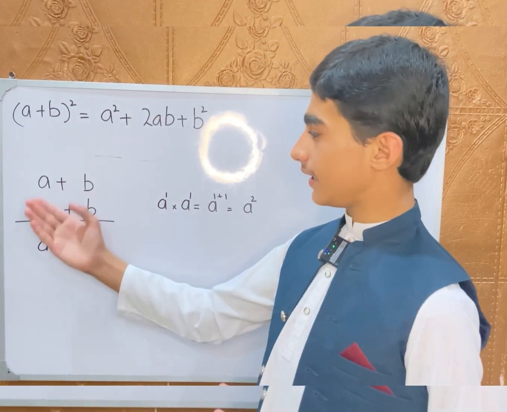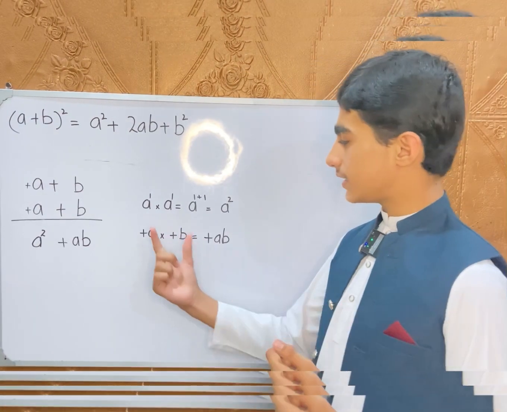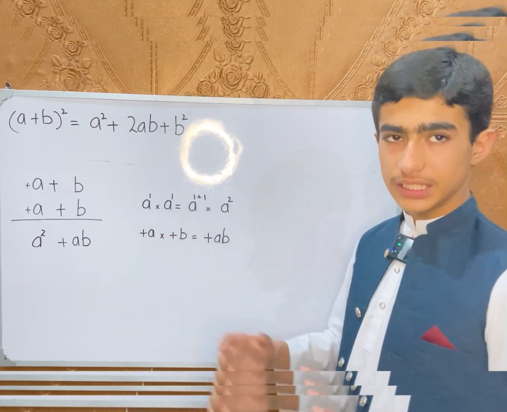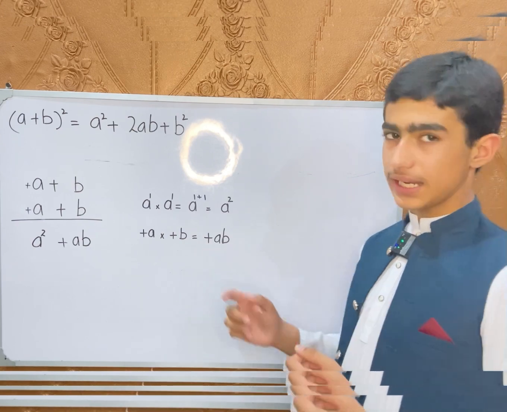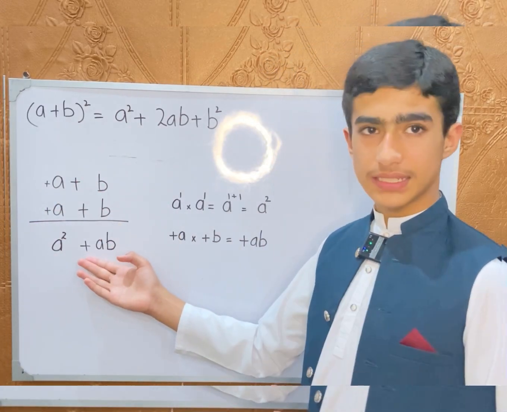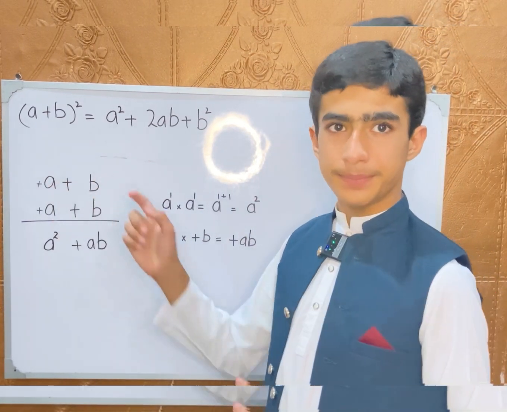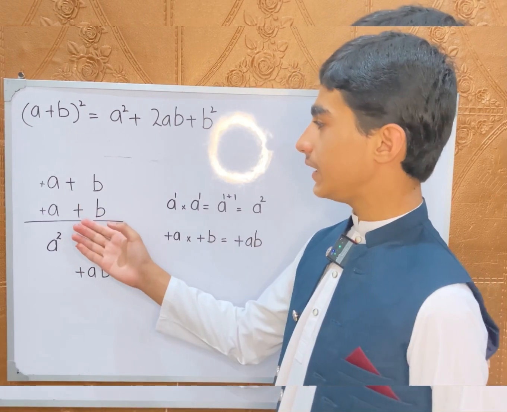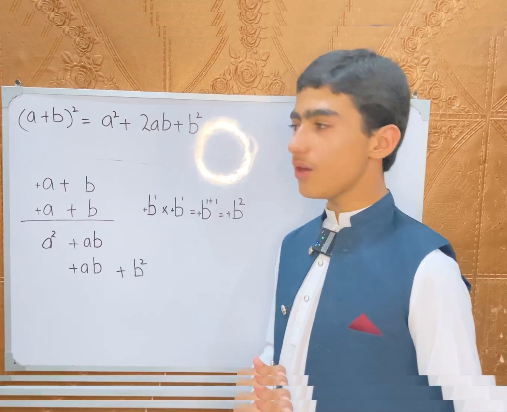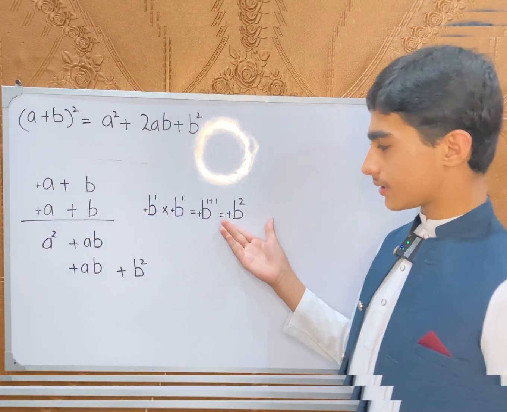Next we will multiply a with b. As a and b both carry plus sign, multiplying plus a with plus b will become plus ab. So plus a into plus b becomes plus ab. Now we will multiply b with a and b. First we will multiply b with a, so it will become plus ab. Now we will multiply plus b with plus b. It will become plus b².